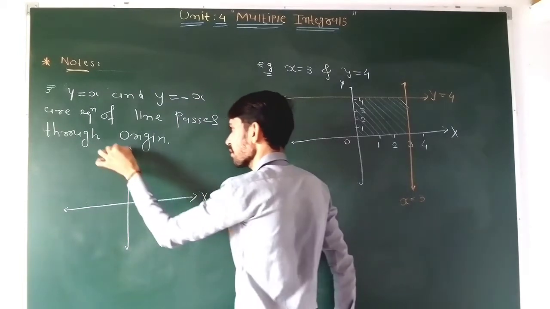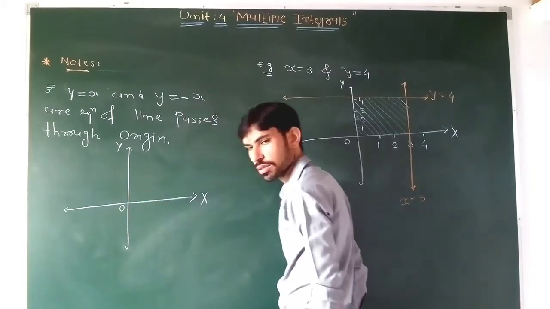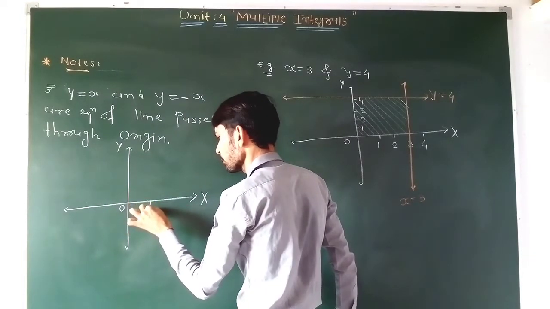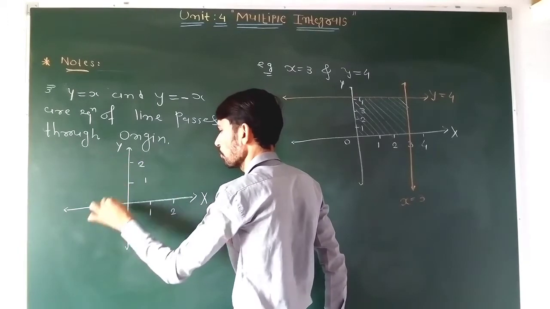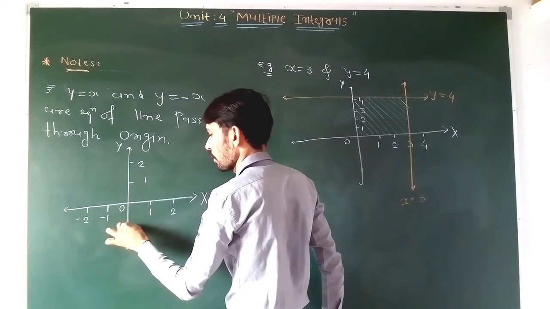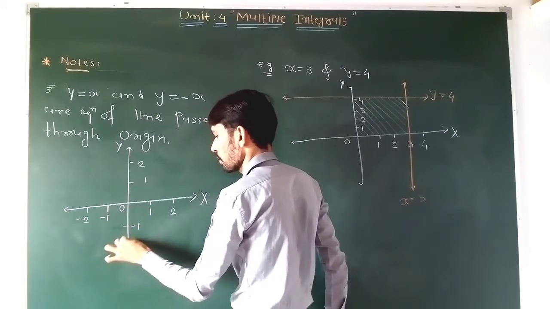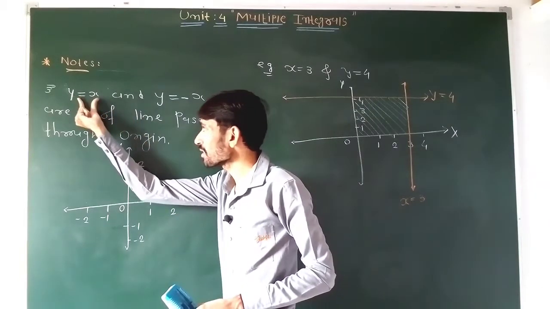So this is the x-axis and this is the y-axis. This is the origin 0. Here we write this scale: 1, 2, minus 1, minus 2. મિત્રો આપણે y ઇક્વલ x લાઇન ડ્રો કરવી છે.